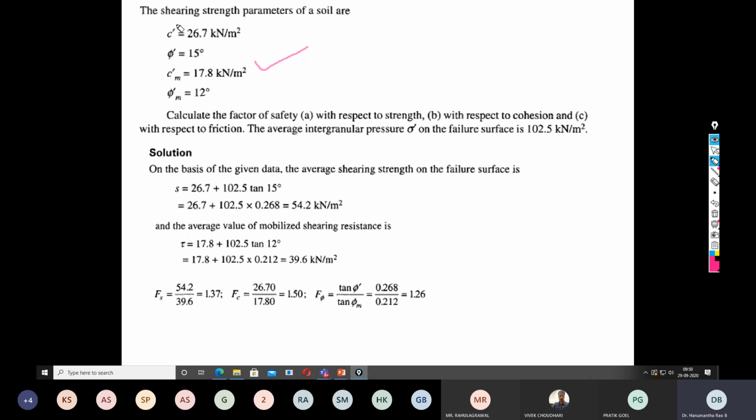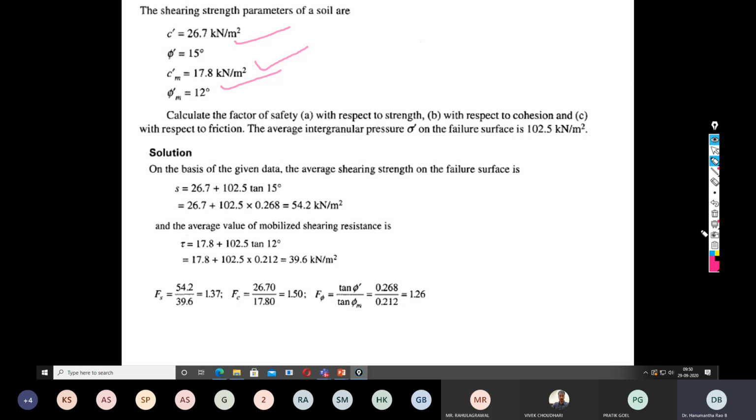Everybody is well aware of C dash and phi dash, because you brought the soil sample to the laboratory, conducted the test, plotted the Mohr-Coulomb failure envelope, and from there you determined the C dash and phi dash values. But at these values the sample has already failed. The failure has started somewhere even before the values reach C dash of 26.7 and 15. What is that starting point? Those starting points are 17.8 and 12. So this is the meaning of mobilized values.